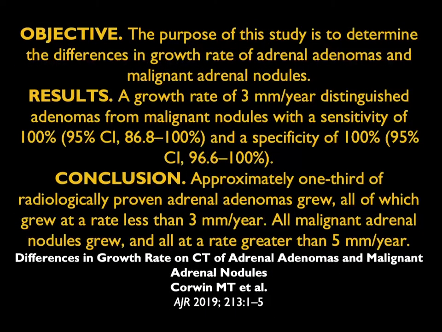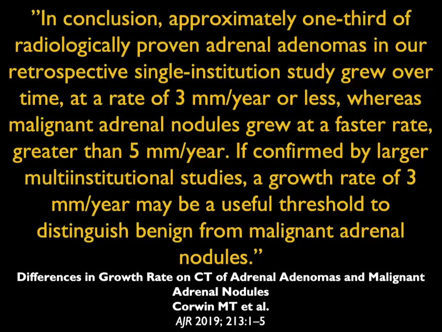Another article, Corwin. The purpose of the study is to determine the difference in growth rate of adenomas and malignant nodules. And they made the point, and something to remember, that 1/3 of adenomas actually will grow, but less than 3 millimeters a year. Malignant nodules grow faster, over 5 millimeters a year. So I think the best message to take from this is, if you see an adrenal lesion and it's 2 cm and 3 years ago it was 1.7, don't go crazy. Adenomas can grow, but when they're malignant, they grow faster. And obviously, it's not a surprise, the longer you wait, if you have a malignant nodule, you're going to see other findings beyond just the adrenal.